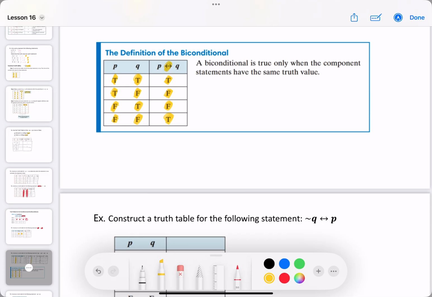Okay, we're having two true statements and two false statements. You must be very careful. So look at these two statements.